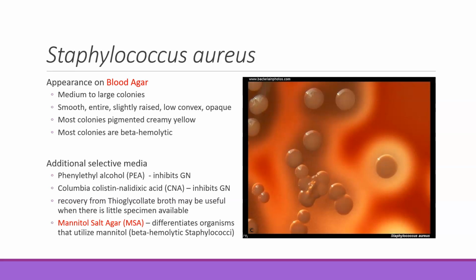Polymyxin, or P agar, inhibits gram-negatives. Columbia colistin nalidixic acid, that's CNA agar, also inhibits gram-negatives. We can see recovery from thioglycolate broth when there's not much specimen available. And mannitol salt agar differentiates organisms that use mannitol. We'll use some of that as well.